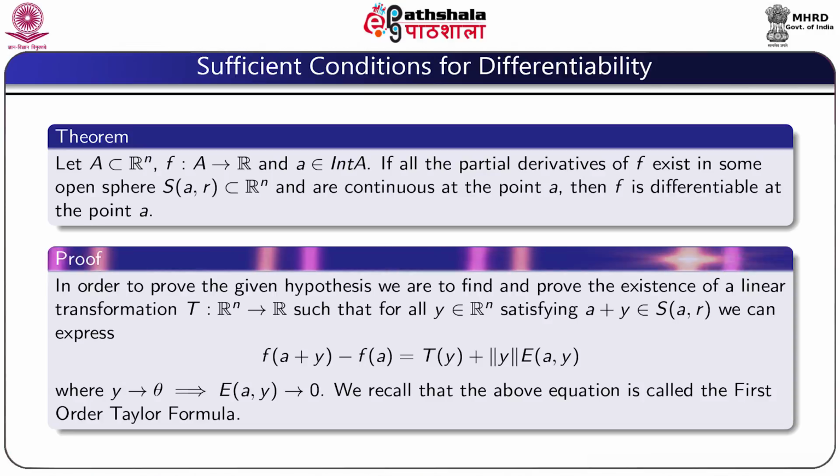In order to prove the given hypothesis, we are to find and prove the existence of a linear transformation T from Rn to R such that for every y in Rn such that a plus y is in S(a, r), we can express the increment f of a plus y minus f of a equal to T y plus norm y times E a y, where E a y tends to 0 as y approaches the origin. We recall that the above equation is called the first order Taylor formula.